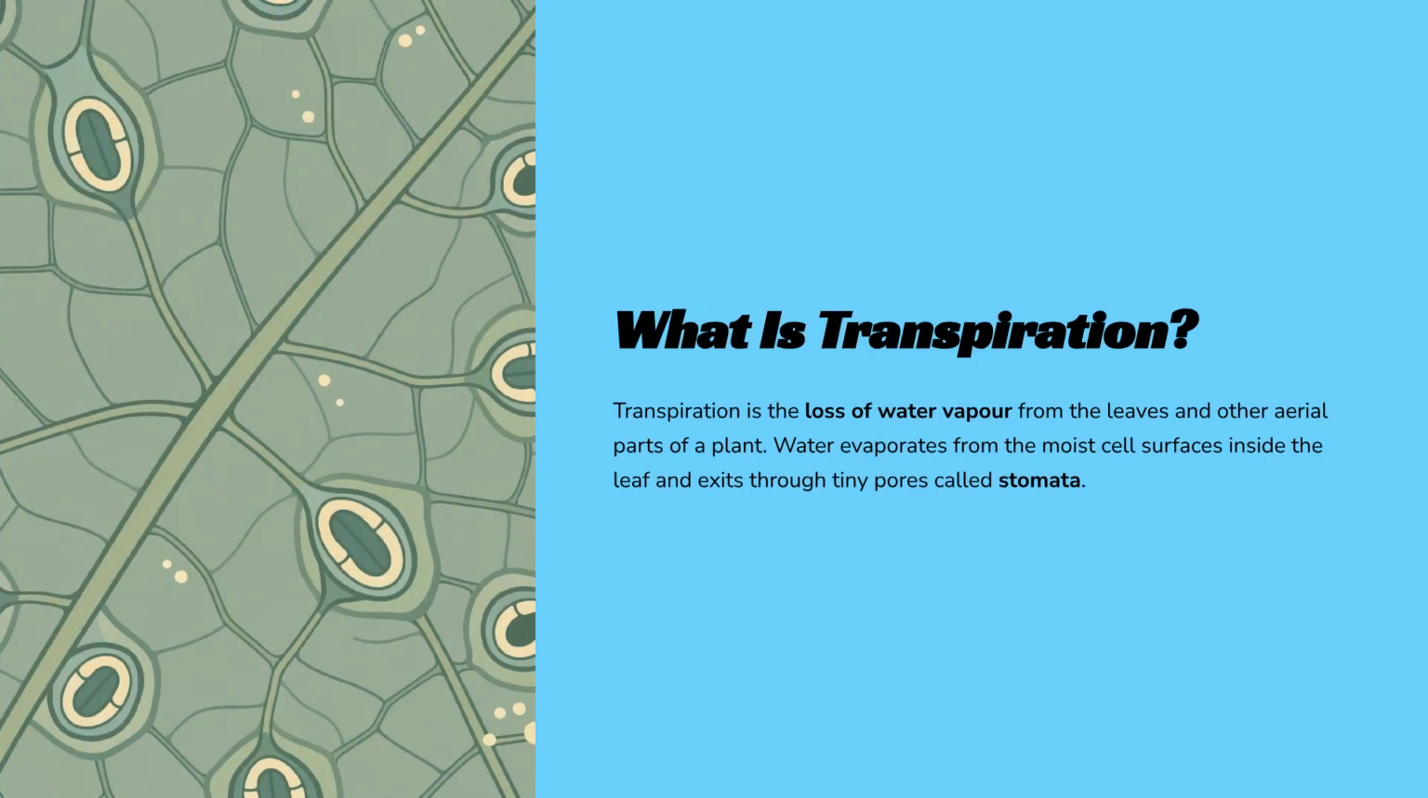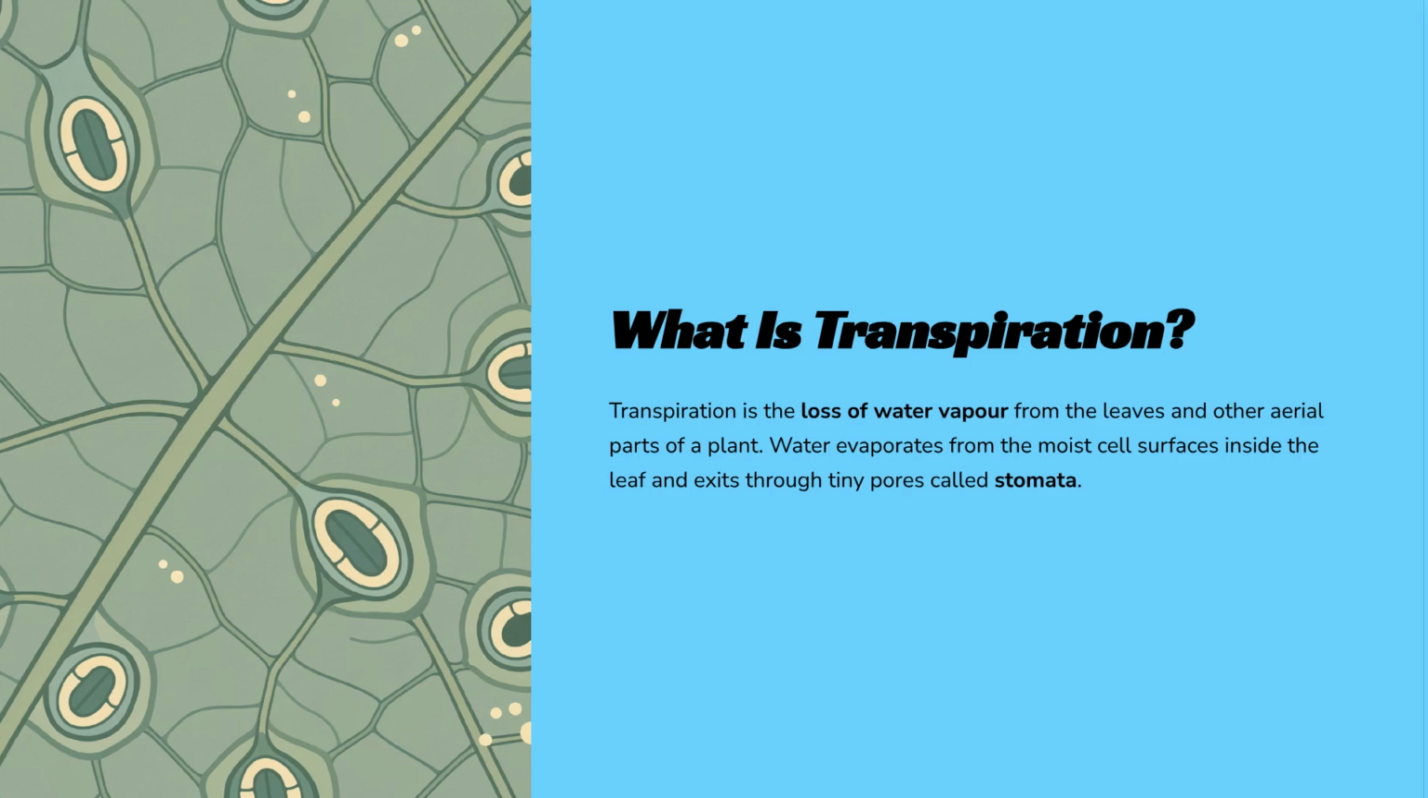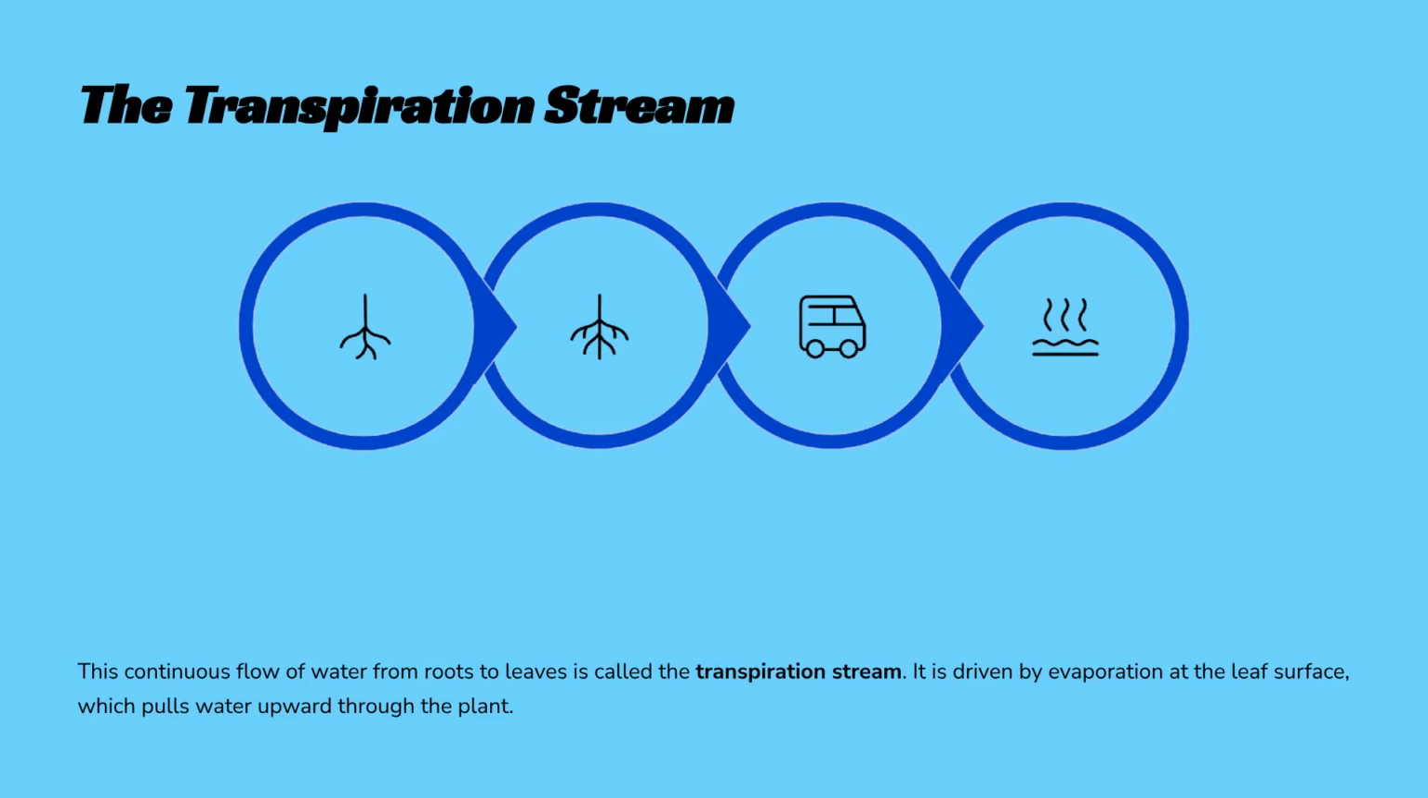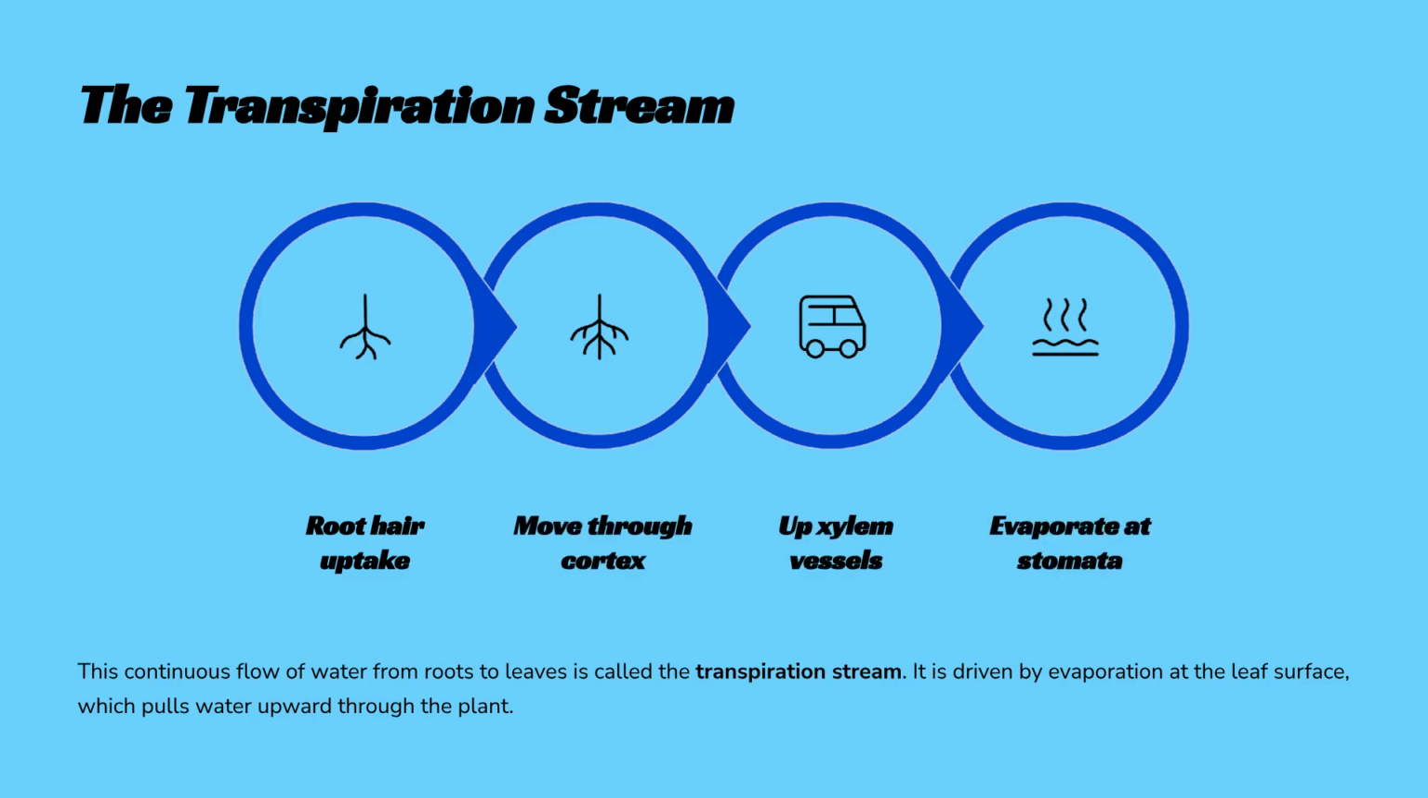Transpiration is the loss of water vapor from the leaves and other aerial parts of a plant. Water evaporates from cell surfaces inside the leaf and exits through tiny pores called stomata. The continuous flow of water from roots to leaves is the transpiration stream. It begins with root hair uptake and moves through the cortex, up the xylem vessels, and evaporates at the stomata. This process is driven by evaporation, which pulls water upward through the plant.